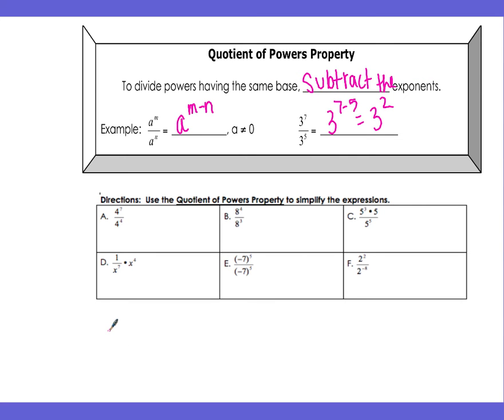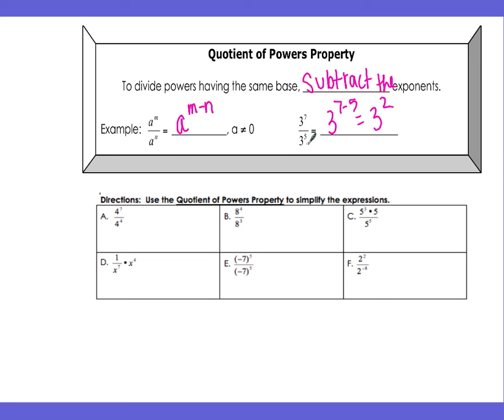All right, moving on to the quotient of powers property. To divide powers having the same base, subtract the exponent. So a to the m divided by a to the n is a to the m minus n. Now, a cannot be equal to 0. And that would be because if a was 0 down here, that would be dividing by 0, and dividing by 0 is undefined. So this works for any number except for 0.